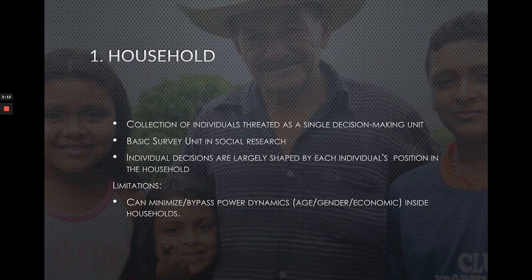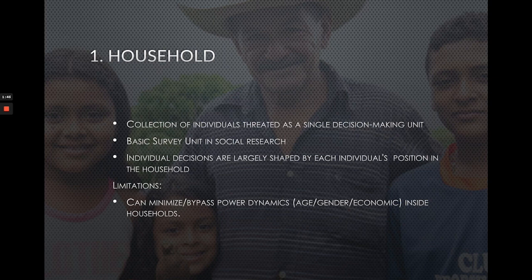In theoretical economics, the individual is the basic unit, but in practice, when doing field work, it's very difficult to access or to understand the decision-making individual if they are not embedded in or shaped by their own position in the household.